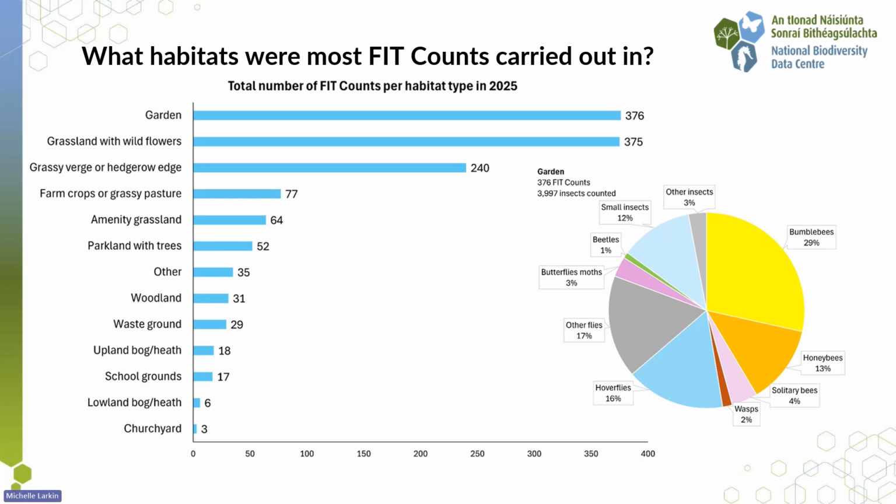To break this down a bit more for the gardens, you can see bumblebees, hoverflies and other flies again are the most common groups. This is actually quite nice to see because gardens could act as important little pit stops for bumblebees during their active season. So if you have a nice variety of different flowers, it can be a nice way to support the bees in your local area.